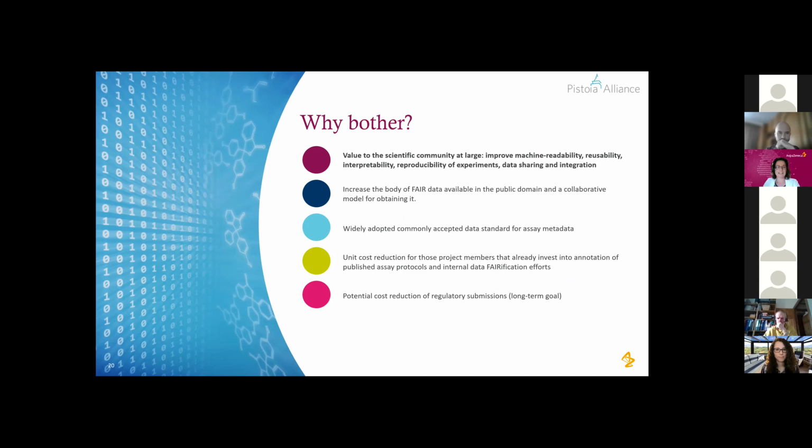And then in the end, I have a slide on why bother? Why would your organization want to join this? Well, it brings a lot of value to the scientific community to make the data more FAIR. It will increase the body of FAIR data. There will be a PDB for assays, which is great. That would be an accepted data standard for assay metadata. It will be cheaper for everyone to access that FAIR data. And as a long-term goal, we have also posited that we would potentially be able to lower the cost of regulatory submissions.